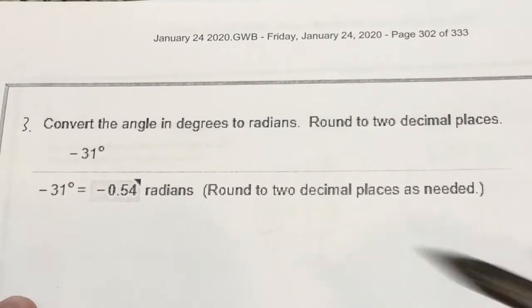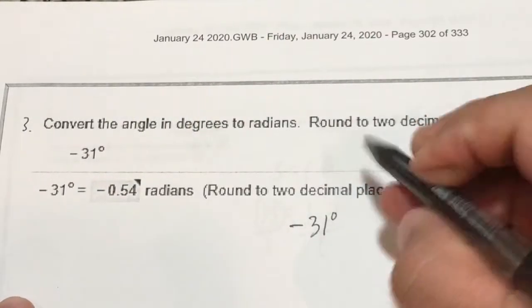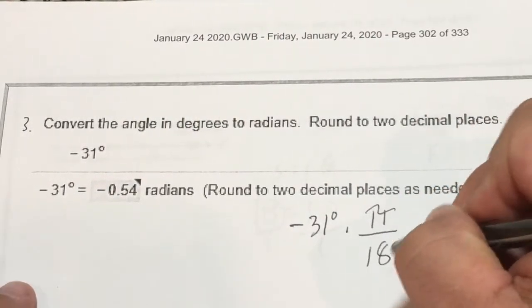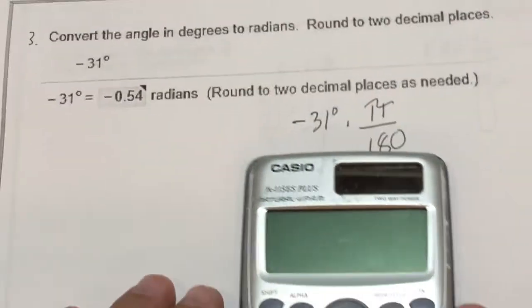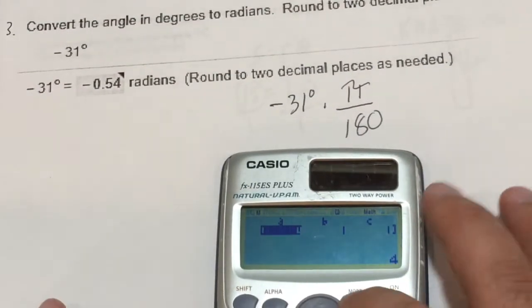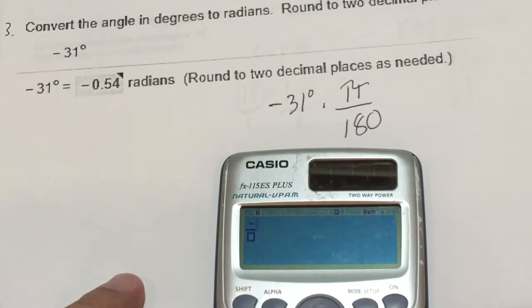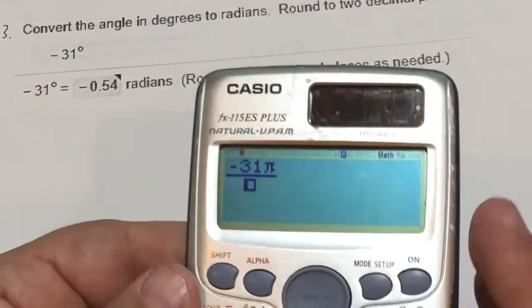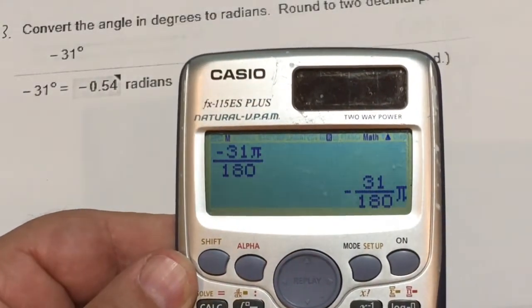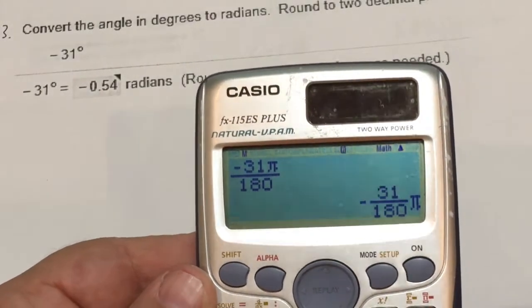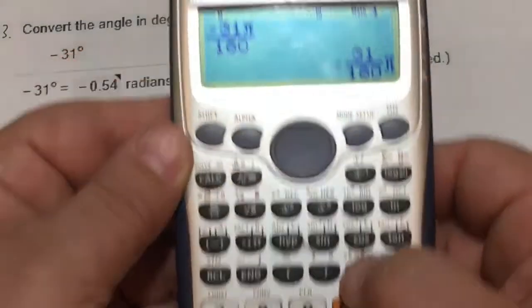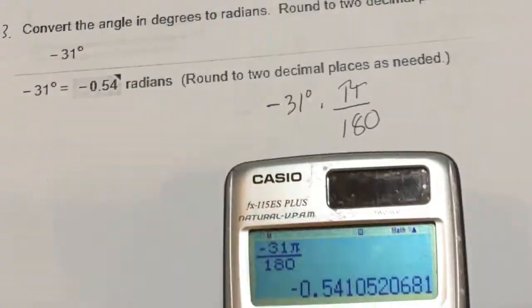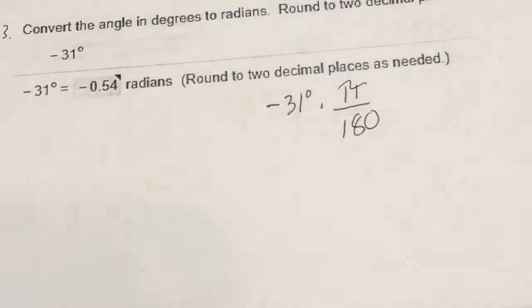Convert the angle in degrees to radians. So all I need to do is take the negative 31 degrees and multiply it by pi over 180. And we can use the calculator for this move. So we'll just do negative 31 times pi divided by 180. It'll crank it out for us. Negative 31 pi over 180, but it wants us to round it. That's an indicator that we're going to have to hit the SD button. So we hit SD, and there it is, negative 54.1. They just want us to round it to negative 54.